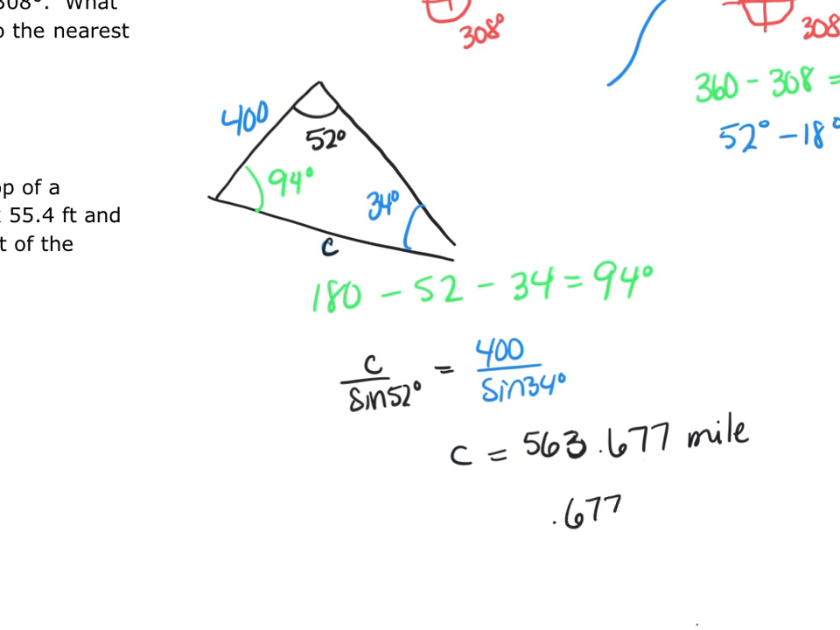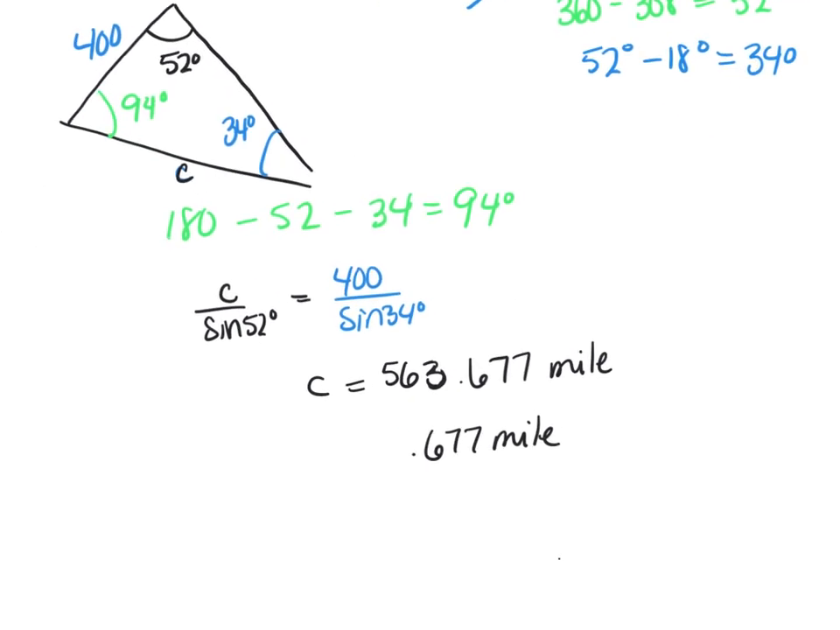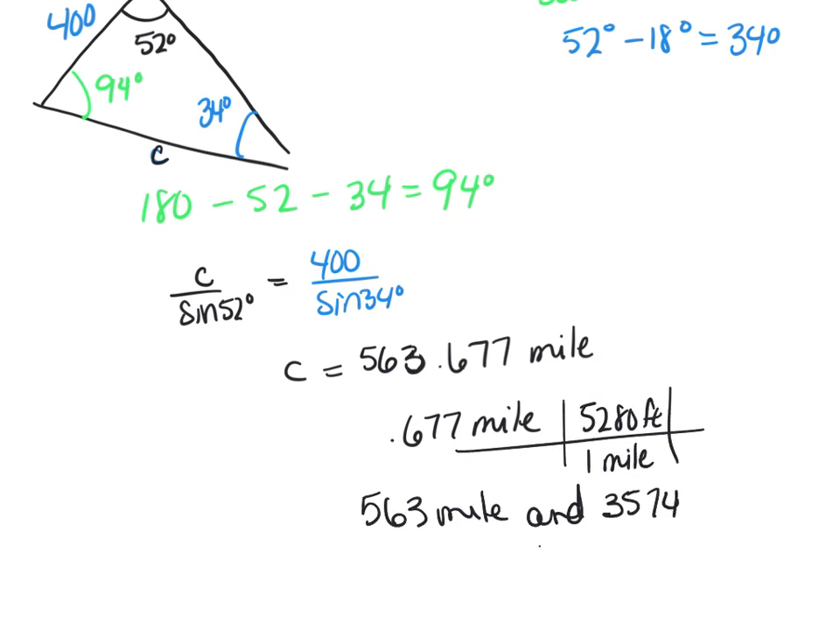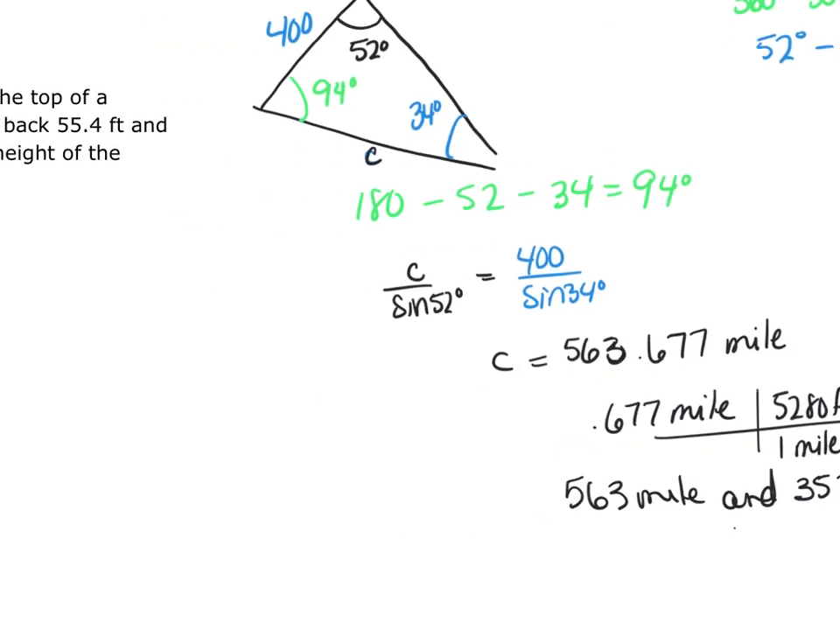So the 0.677 miles, when I do that conversion, I do the unity fraction. 1 mile is 5280 feet. So I'm going to take that decimal of 0.677 multiplied by 5280. My final answer is 563 miles and 3,574 feet is how long the last leg of that journey was.